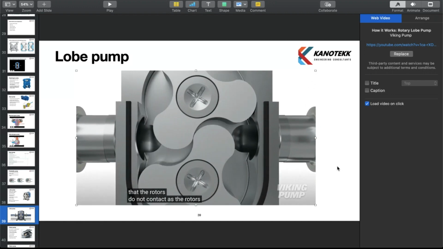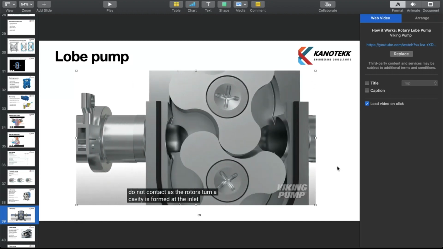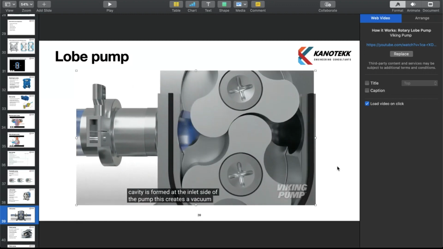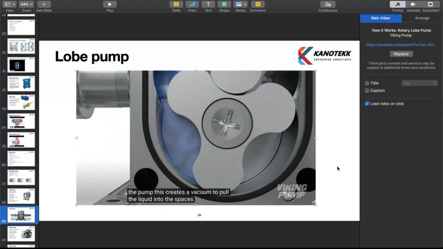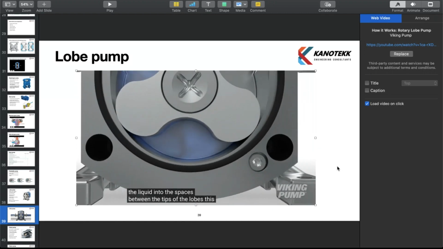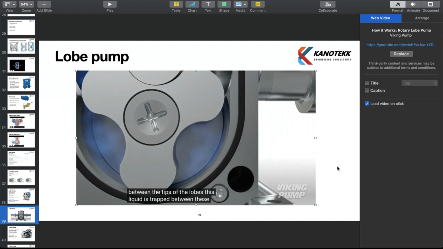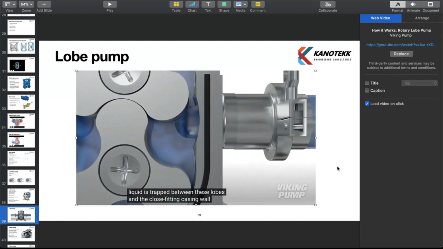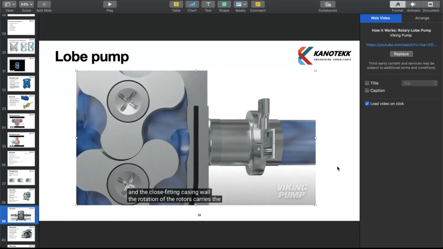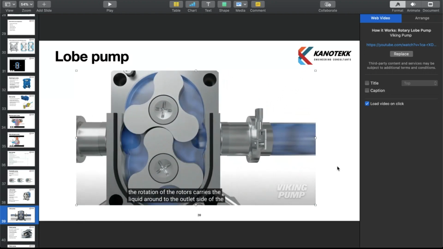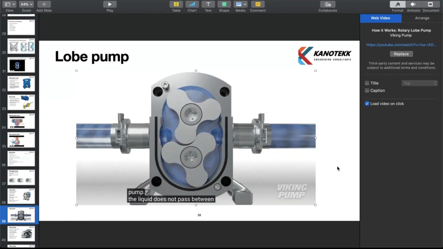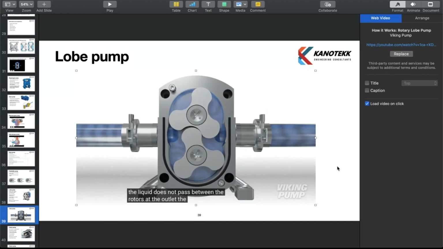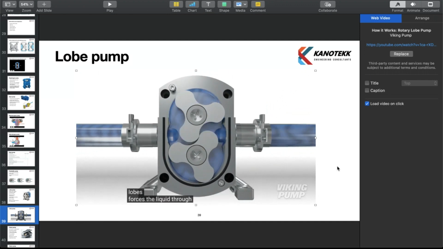As the rotors turn, a cavity is formed at the inlet side of the pump. This creates a vacuum to pull the liquid into the spaces between the tips of the lobes. This liquid is trapped between these lobes and the close-fitting casing wall. The rotation of the rotors carries the liquid around to the outlet side of the pump. The liquid does not pass between the rotors. At the outlet, the meshing of the lobes forces the liquid through the outlet port.